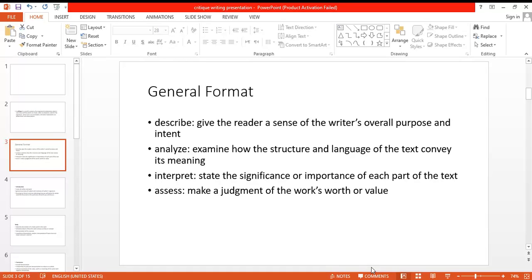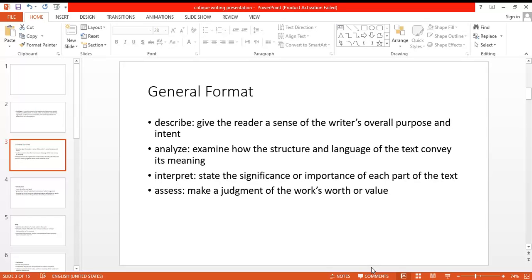There should be a description. The description here means what is the writer's original intention? What does he want to do by writing the piece? Now that should be clear to a person who has critically read the essay and who's writing a critique. Then there's an analysis involved. What is the structure? What is the language? What is the meaning which is being conveyed by what has been written?